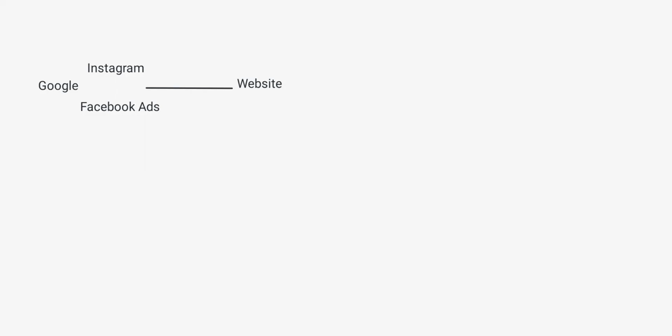Your website itself wants to have its own path, but that's not something we need to worry about too much in this session. We're really just mapping out the general steps that people can take as they interact with your business online.